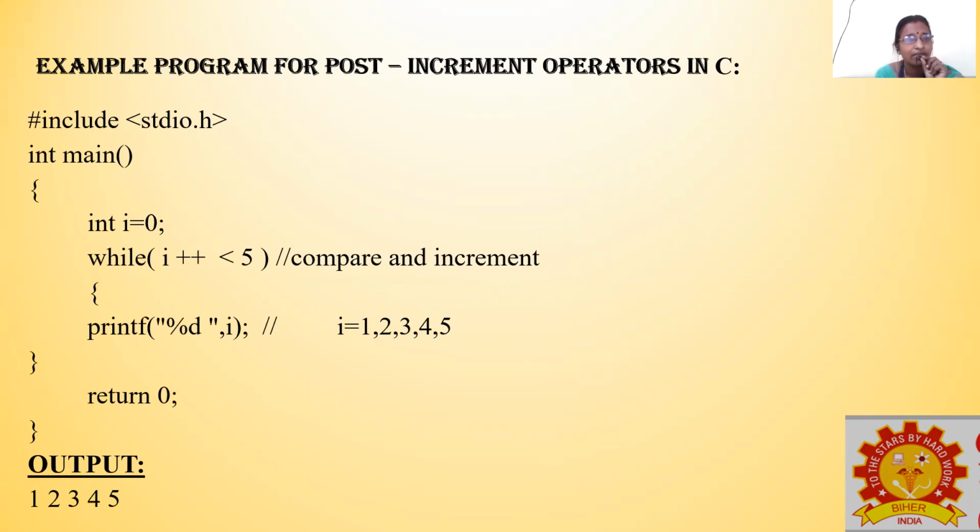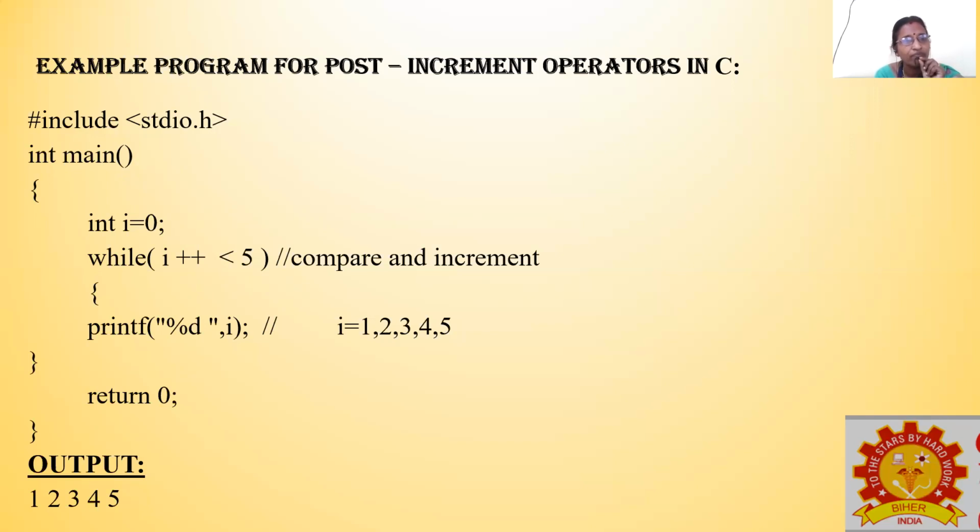So here is the post-increment. What you have to do first is compare the I value with 5 and then increment. First do the comparison operation and then increment the I value. Clear? So first, compare the I value: 0 is less than 5, then increment the I value.